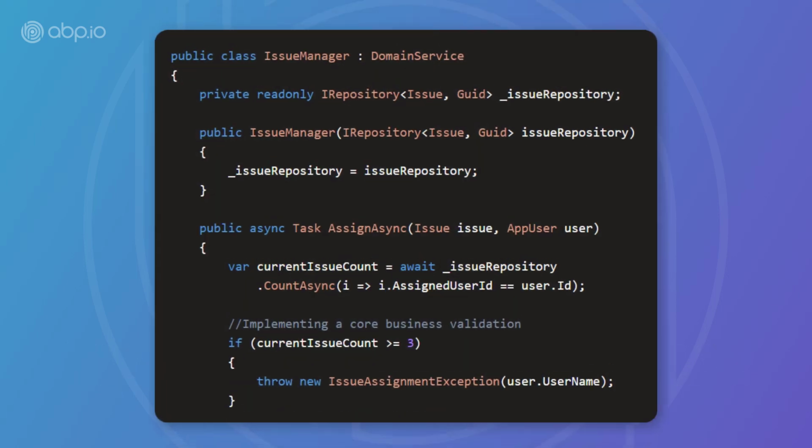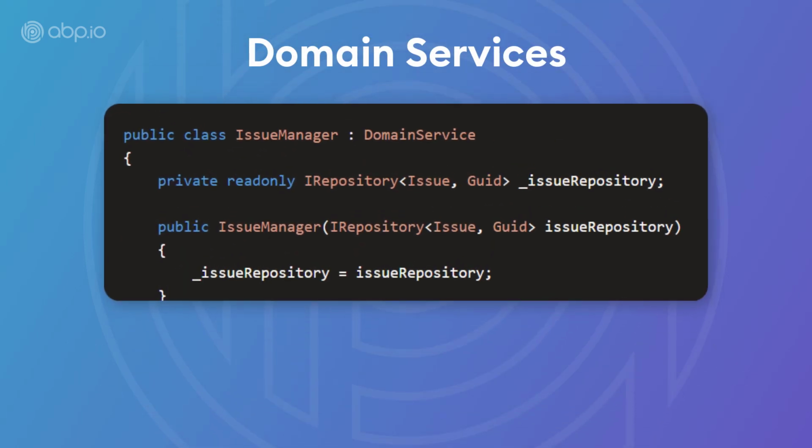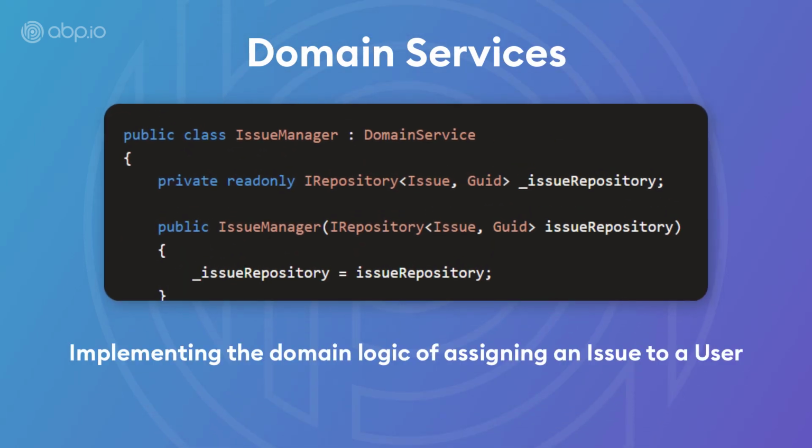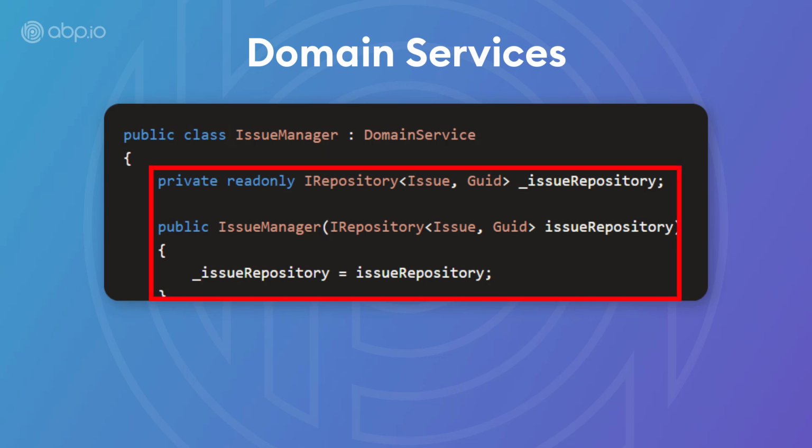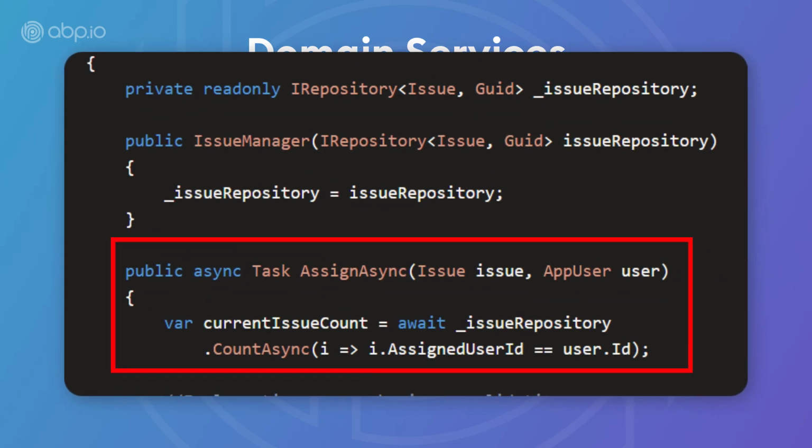Now let us take a quick look at an example from the documentation on how to implement the domain logic of assigning an issue to a user. We've created a domain service class with the name IssueManager. The suffix right here is Manager, and we derived the DomainService class. We've injected the IRepository of type Issue and Guid. Then we've created a method to assign an issue to a user.